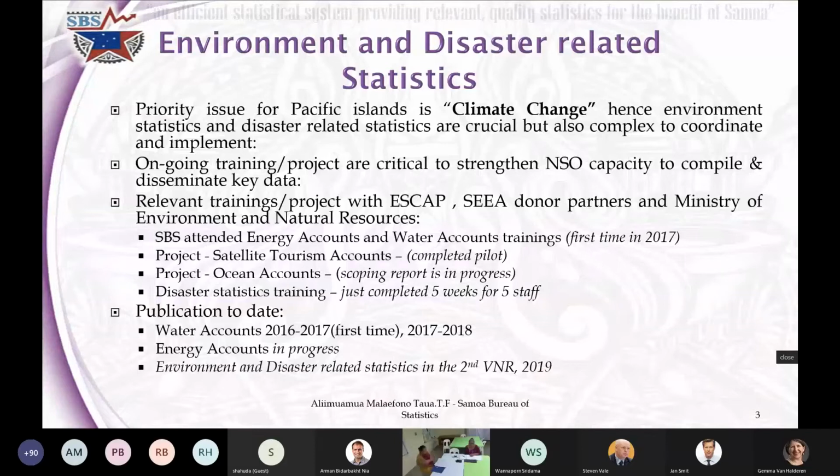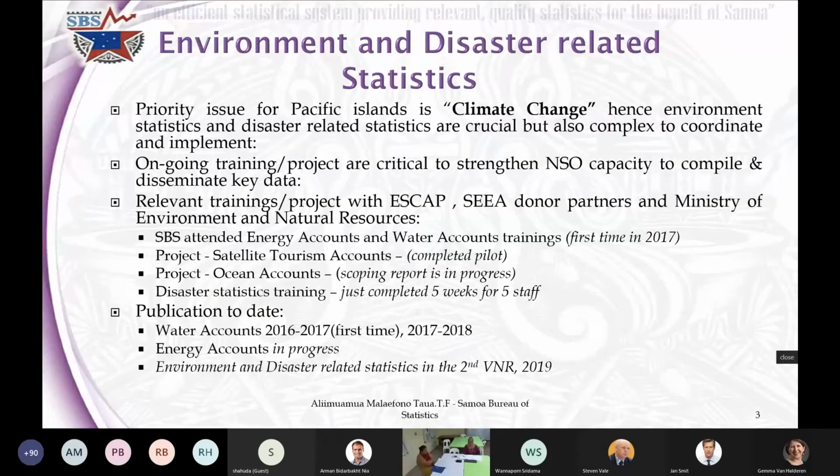So some of the relevant trainings and projects with ESCAP and also the donor partners and the Ministry of Environment and Natural Resources, we actually link indirectly or directly to climate change. We've been able to take advantage of energy accounts training and also water accounts training. It was the first time we actually did water accounts in 2017 and managed to put together our publication in 2018 for the years 2016 to 2017, and we also published the 2017 to 2018 water accounts.